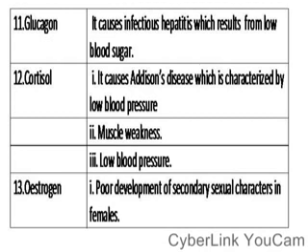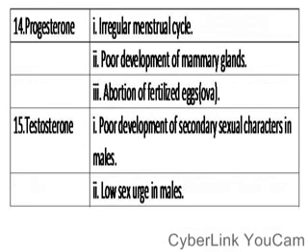Another hormone to look at its undersecretion is progesterone. The effect of undersecretion of progesterone leads to irregular menstrual cycle. Another effect of undersecretion of progesterone is that it leads to poor development of mammary glands. Then the last effect of undersecretion of progesterone is that it leads to the abortion of fertilized eggs or ova.